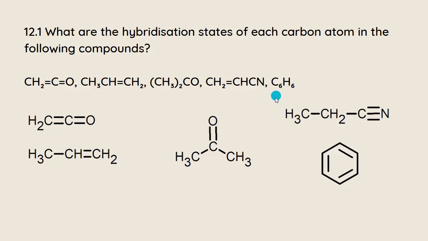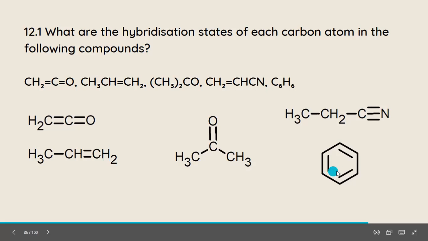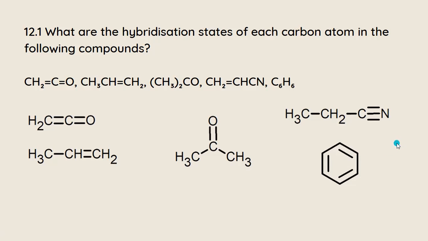Next is C6H6, that is benzene, and all the carbon atoms have at least one double bond with another carbon. So because of that, all these carbon atoms are sp2 hybridized.